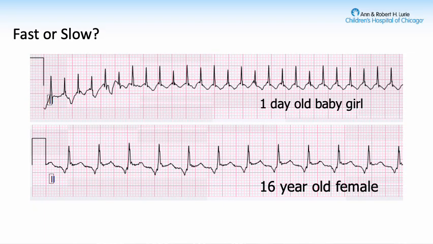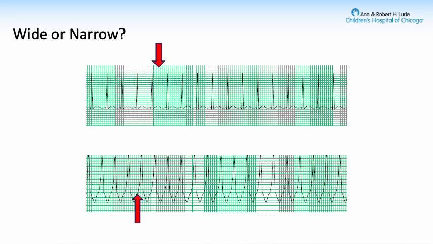So we know fast and slow is a relative term. A rate of 300 beats a minute for a 1-day-old baby girl is fast. That would be fast for anyone. But for a 16-year-old, a rate of 150 is quite fast, though it wouldn't be for a 1-day-old. So when we talk about is it fast or slow, we take that in the setting of how old this patient is, obviously.